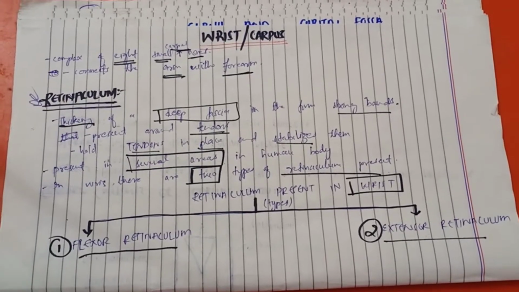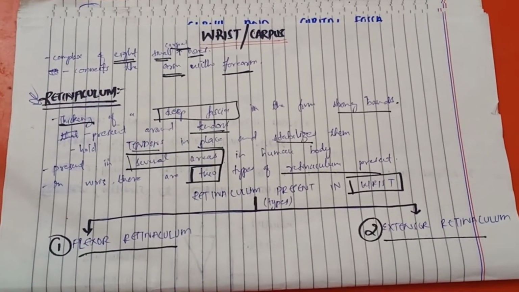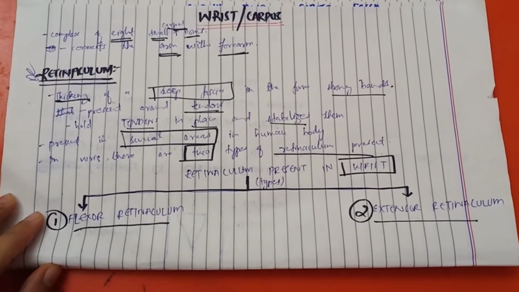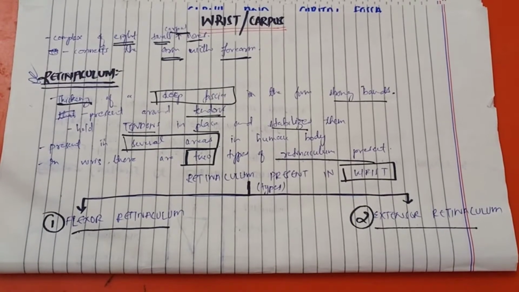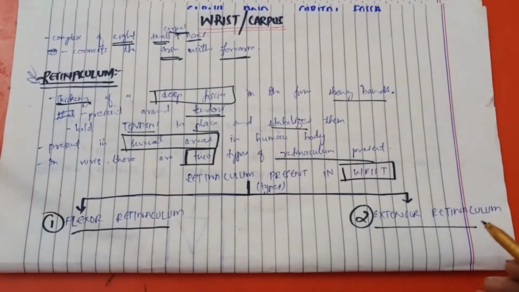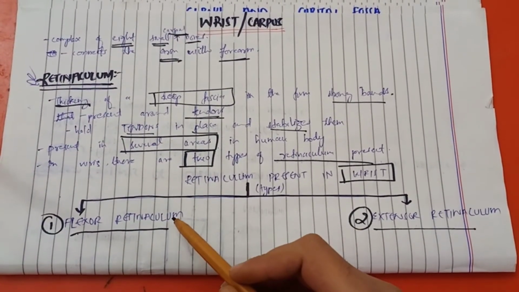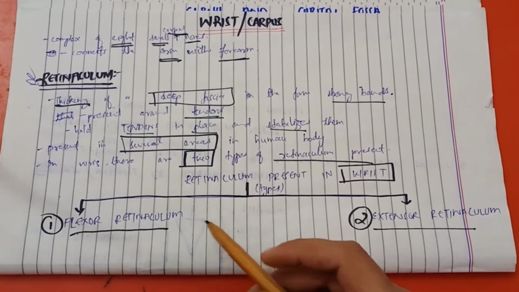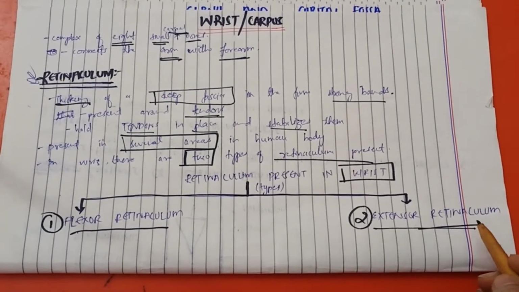So guys, we were studying the wrist or the carpus region, and we have said that the wrist or the carpus region consists of two topics. Number first is the flexor retinaculum, and number second is the extensor retinaculum. We have studied the flexor retinaculum in the previous video, and in this video we will be studying the extensor retinaculum through the notes and the diagram.